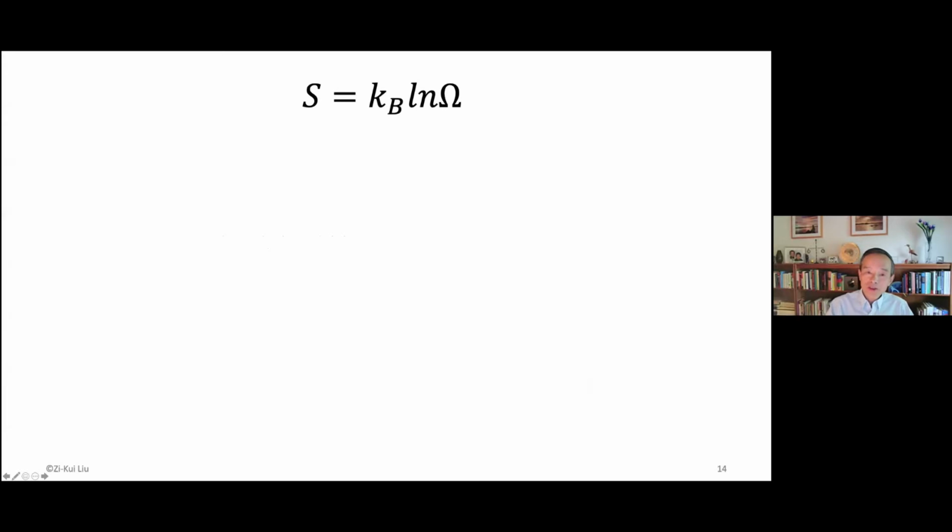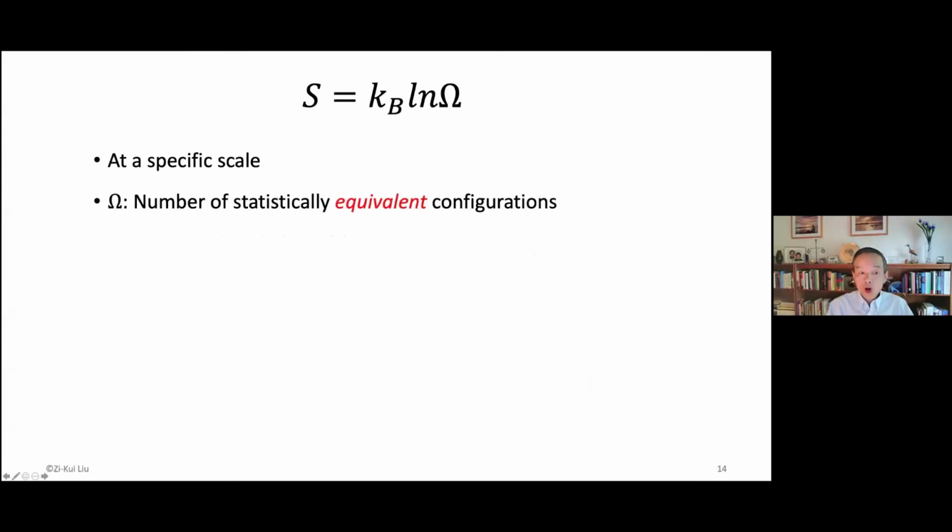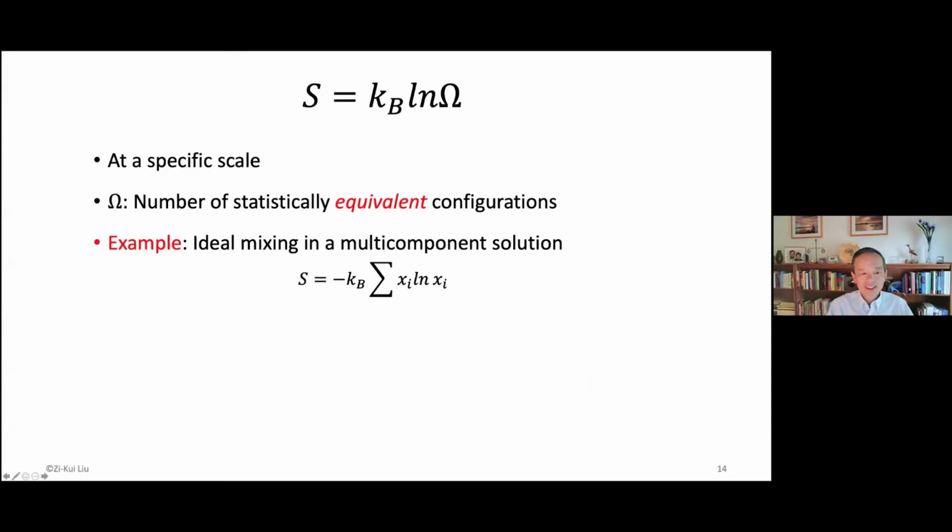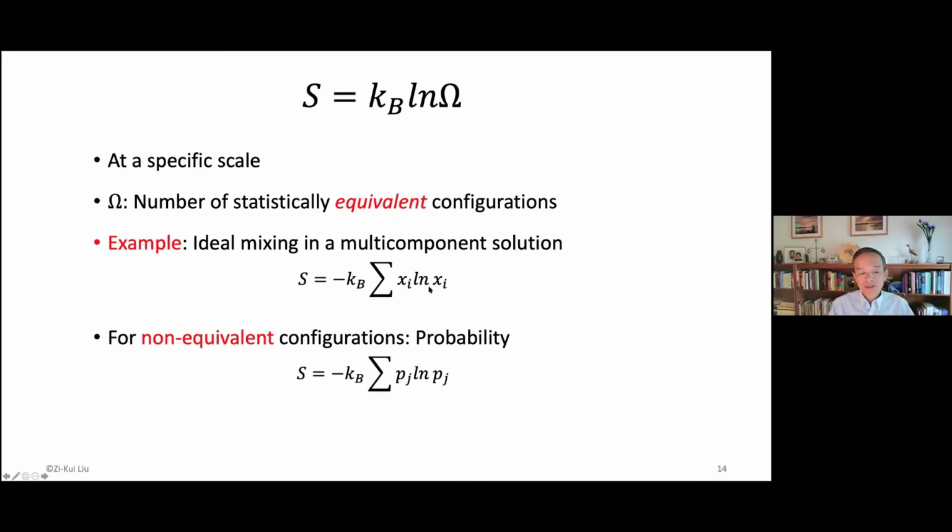Now let's go to this equation, S equals k_B log omega. Let me say again, this is a very specific scale. It also says that all the configurations have the same probability. They're statistically equivalent. That's why we see very often in our textbook, ideal mixing in a multi-component system, equal to k_B x_i log x_i. However, there are non-equivalent configurations.